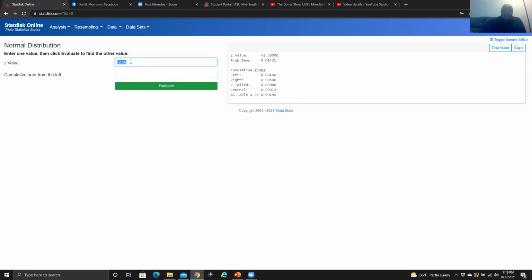And then for the Z value 0.65, that's the other one, type 0.65 and then click Evaluate. Now let's look at the one from the left. This one would be 0.7422, rounded to 4 decimal places. Now what I need to do here is subtract those two, because I'm looking for the area that's in between the two, between 97 and 99.